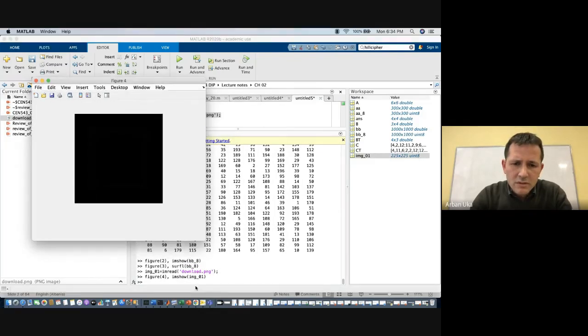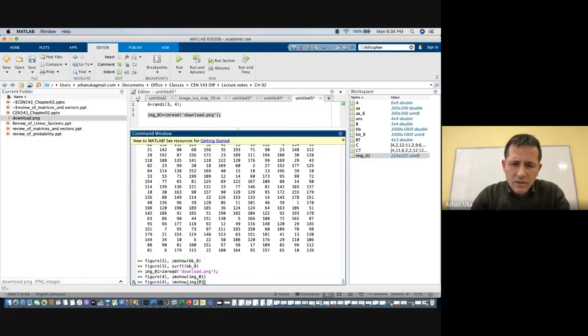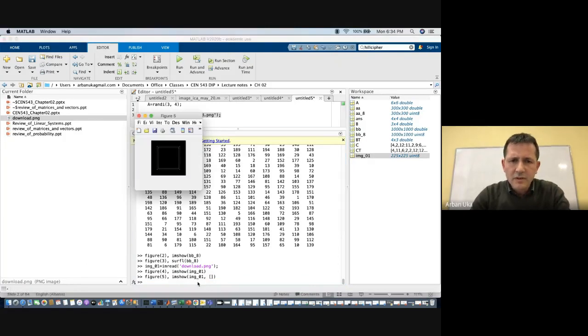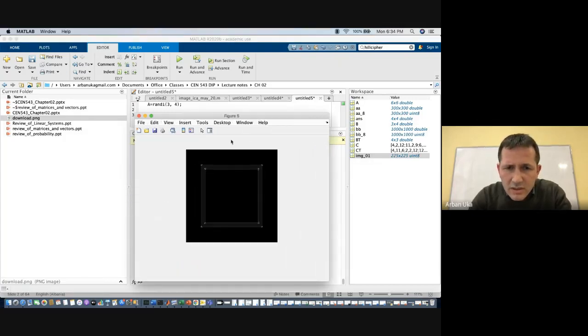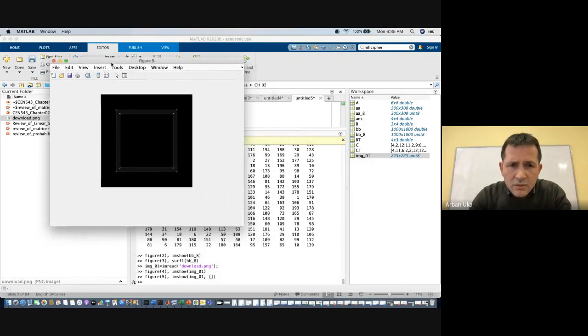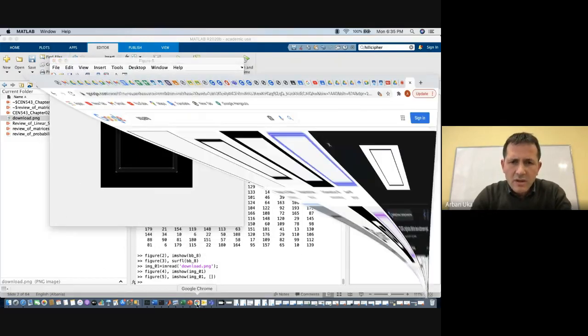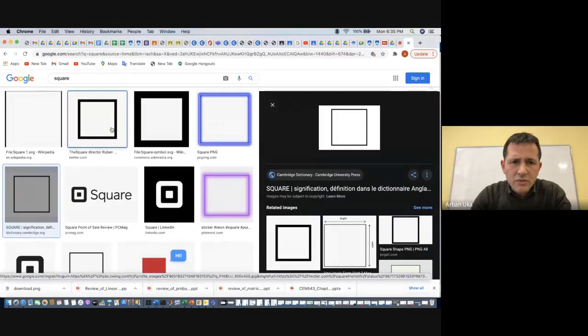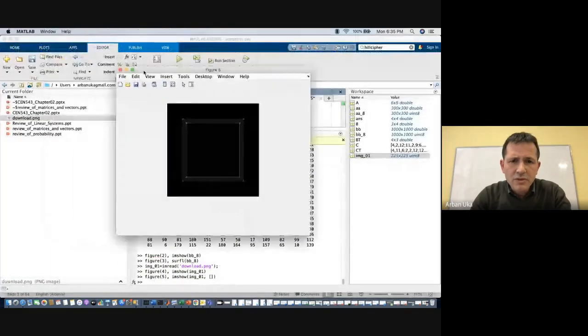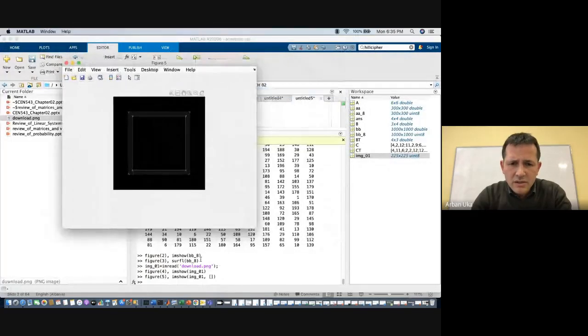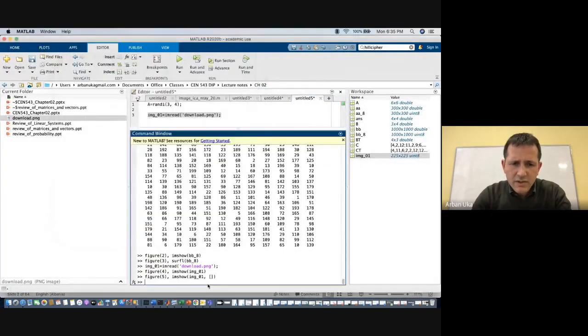Now, let's plot this again. We have to scale this one. So let's plot here figure 5. Okay, so this image that we try to see, actually we can hardly see the contours, which is a square, which we tried to obtain from Google Images. I think we picked this one. And so again, we just try to enhance the edges by using this specific function.